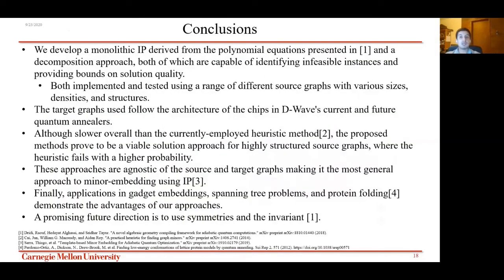So here, what we did, we developed these monolithic integer programs derived from polynomial equations, and then we came up with a decomposition method in order to address this problem more efficiently. So we implemented these methods and tested them with a large computational experiment. We saw how we tried with target graphs, which are designed for the D-Wave quantum annealer. And although we're slower than the heuristic, I won't claim otherwise, we are able to use to our advantage these rigorous methods, for example, proof infeasibility and optimality bounds, in order to get better information out of these embeddings.